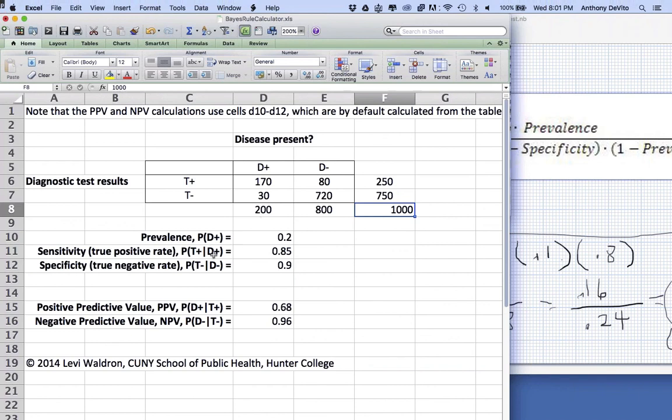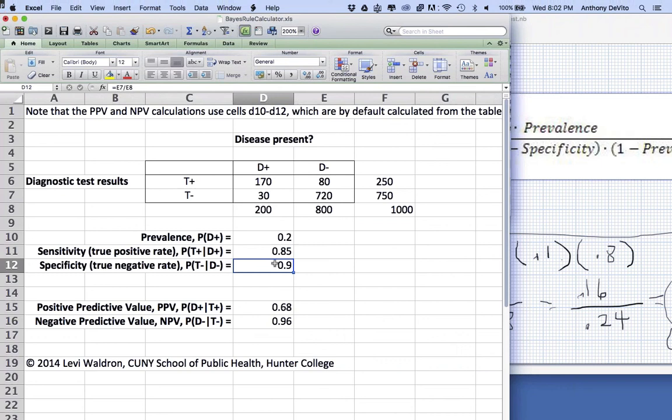Okay, well, how about the sensitivity? If I click in there, that's D6 divided by D8. D6 is 170 and D8 is 200. So 170 over 200, the sensitivity is 85%. 85% of the time, it identifies these 200 people, the ones that have the disease, and gives them a positive test.